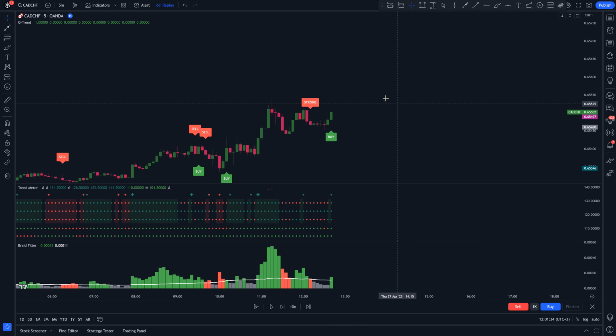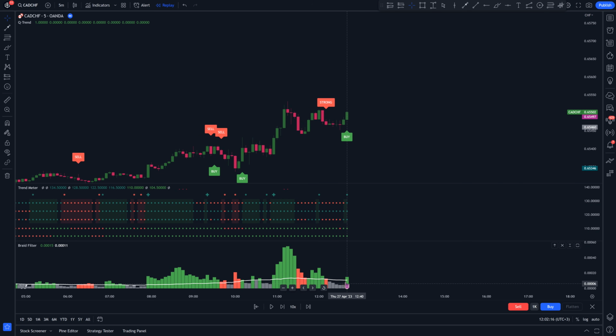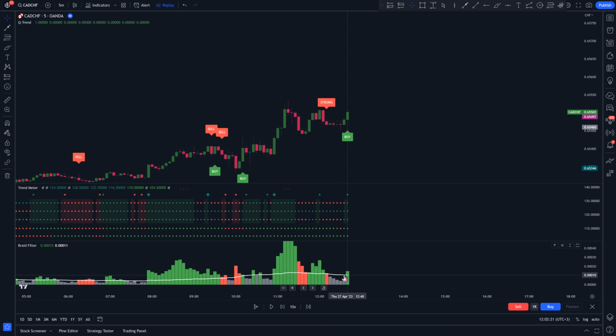Now, to take a long trade, the Qtrend indicator should print a buy or a strong buy signal. On that signal candle, we want to have at least 5 green dots on the trend meter to indicate a bullish trend. Lastly, the last bar of the braid filter indicator should be colored green, and it should also be above this white moving average.